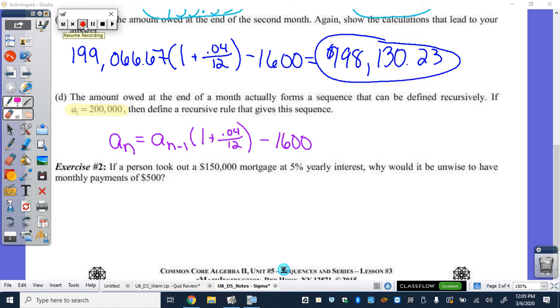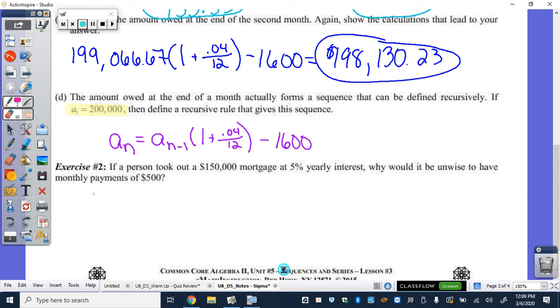Okay, let's take a look at this again. Next one. So now we're going to switch it up. This person has a $150,000 mortgage at a 5% yearly interest. So clearly their credit score was not as good as the first person because their interest is higher. That's the way it works. Why would it be unwise to make monthly payments of only $500? Let's figure out what's going on here.